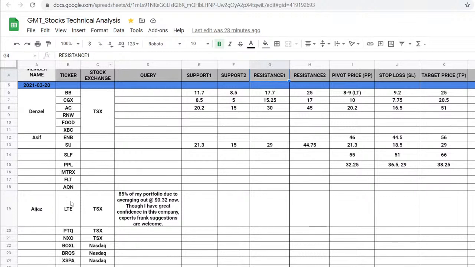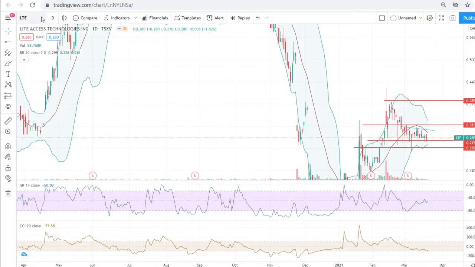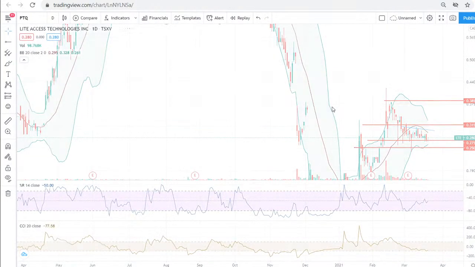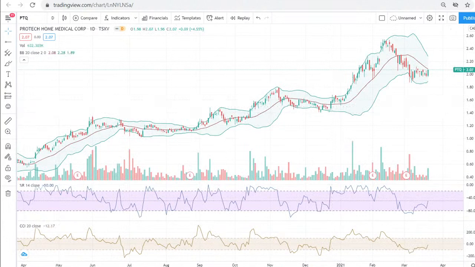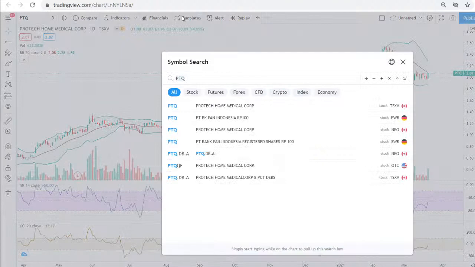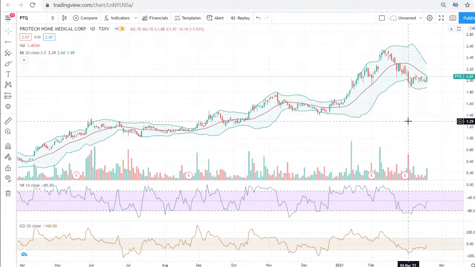So I'll go on to the next stock. We'll take PTQ. Can you try again if the control is better now? No, you PTQ. Okay, we are already at PTQ. Okay, seems a little better.